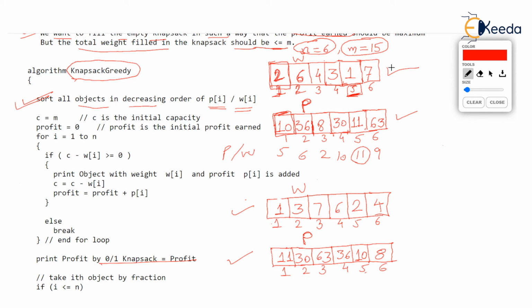Now observe this step, which I have written in English: sort all objects in decreasing order of profit by weight. But actually this is going to be a function in our program, a sort function. It depends on which type of sort you use while sorting the objects. Maybe you will use bubble sort to sort all the objects in decreasing order of profit by weight, or maybe you will use quick sort. It all depends on which type of sorting you use, as the time complexity will get affected.